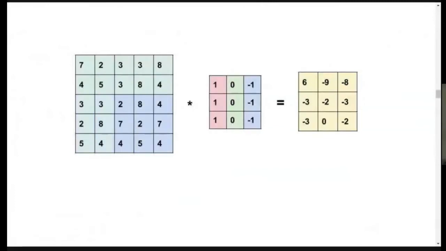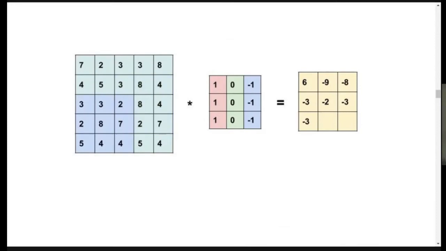There is one which identifies vertical lines. One of them is going to identify diagonal lines. One of them is going to identify the color blue. One of them is going to identify the color white. One of them is going to identify round shapes, for example. You can manually design these kernels, but we're going to leave that to the neural network to identify.